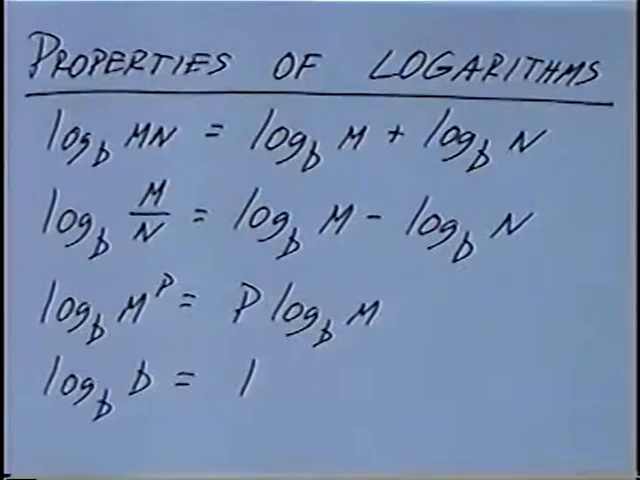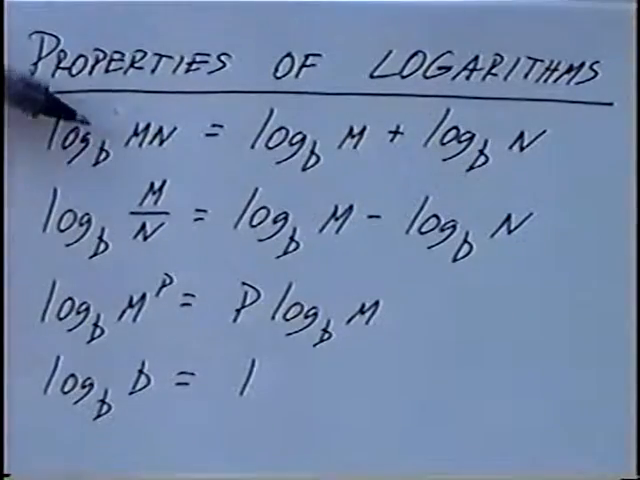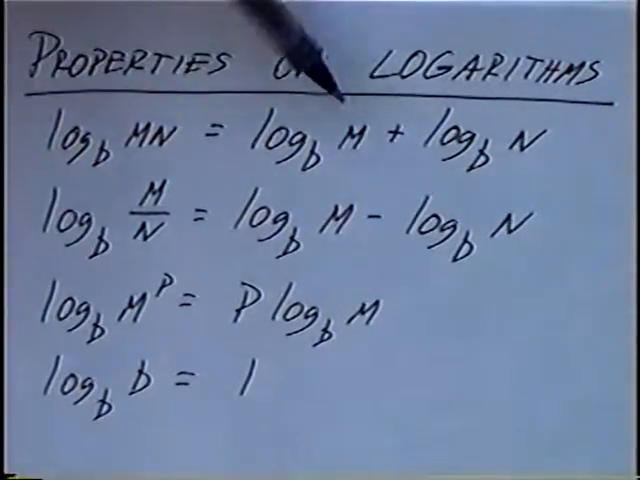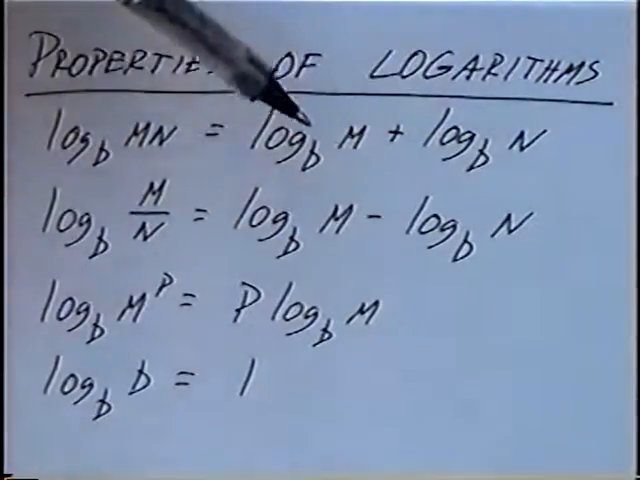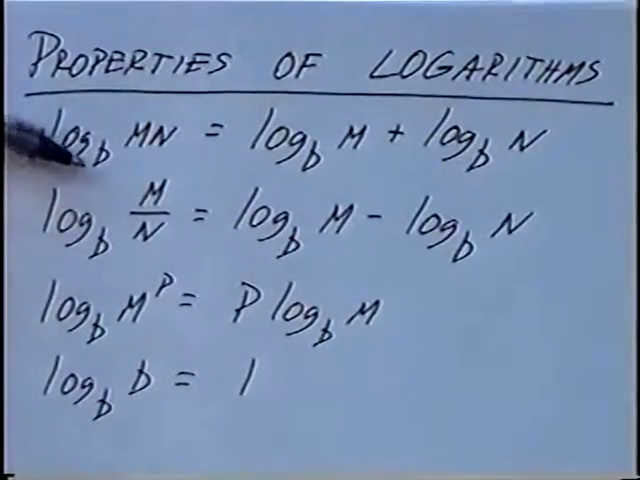We have four properties of logarithms. The first property, we have log m times n with a base b. If we multiply inside logarithms, we can split it up into two logs, log m plus log n, and both logs will have the same original base of b.